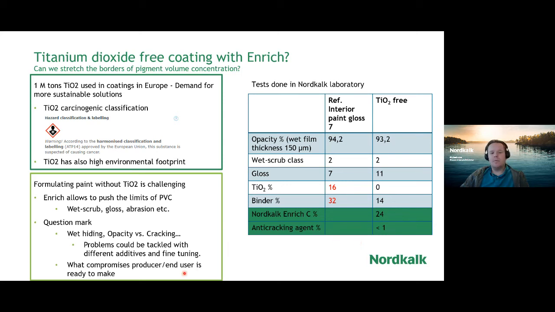But then it comes to the question of what compromises the producer or end user is ready to make. So it's not totally the same. Of course, it's totally new, but it's titanium dioxide free, meaning that it's doable. Then just a question: what are the compromises?